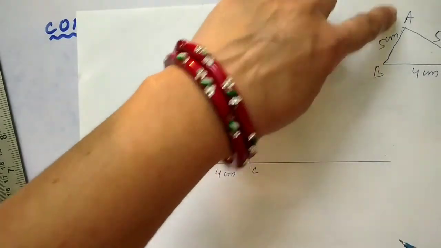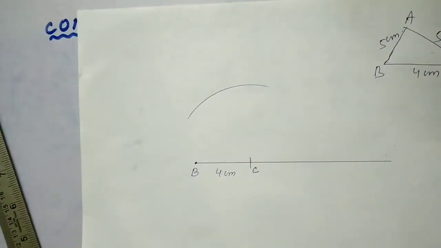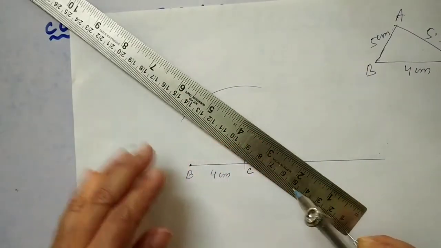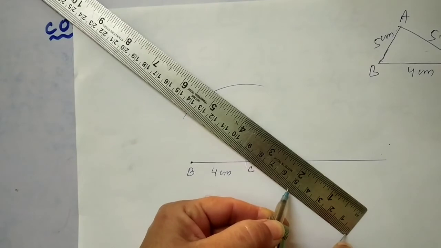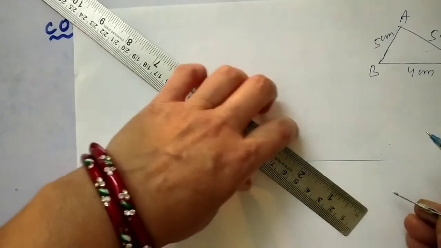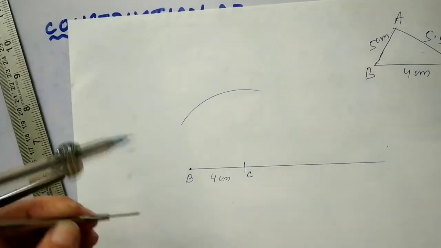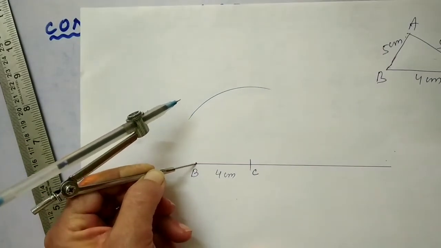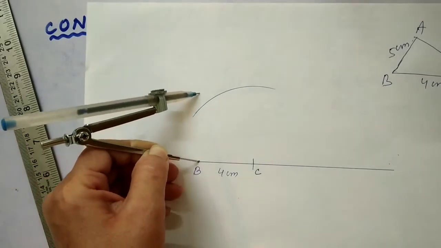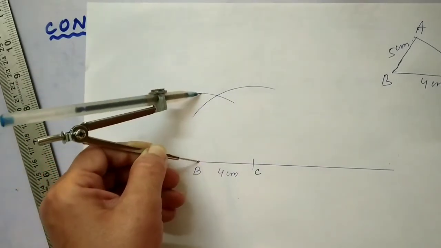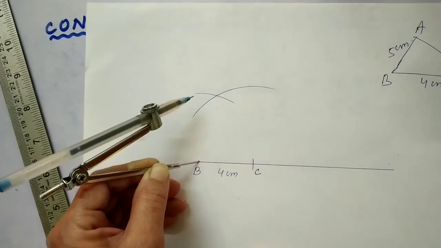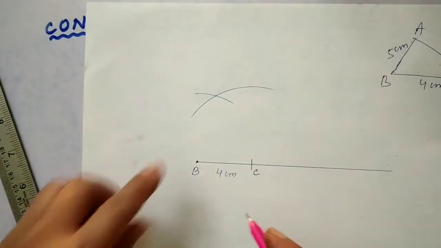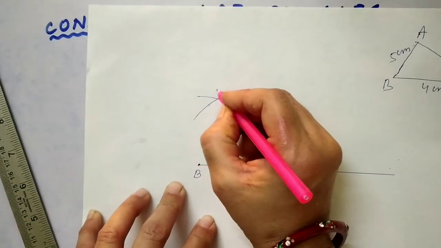Now BA or AB equal to 5 centimeter. So you take 5 centimeter, from 0 to 5 centimeter you take. This is 5 centimeter. And from point B keep the pointer and draw the arc which will intersect the arc we have drawn before. Now we are getting one intersecting point, and this intersecting point you can name as A.